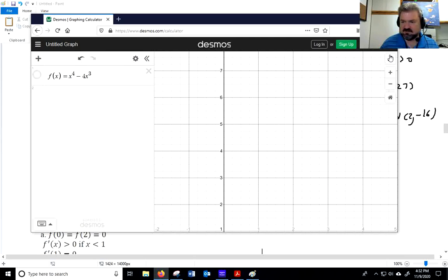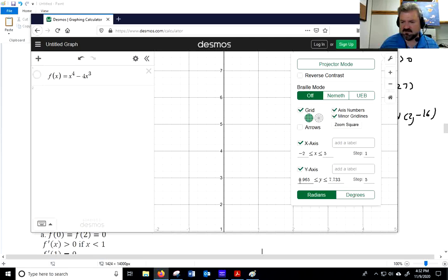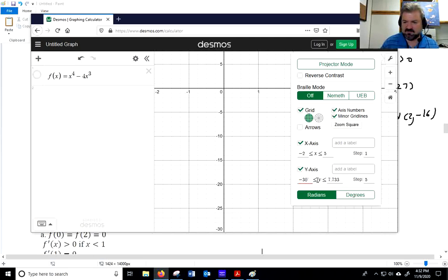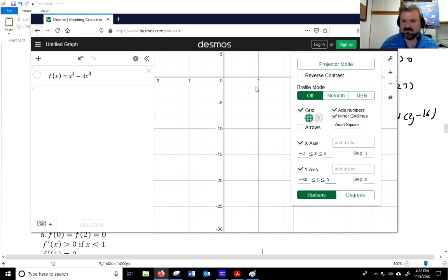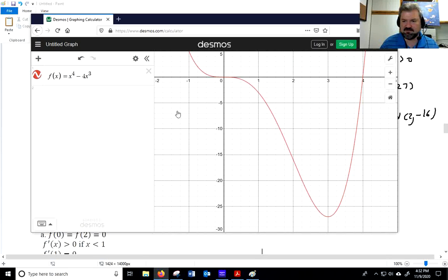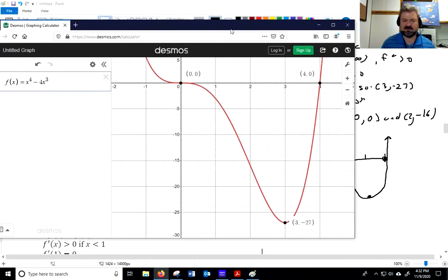Okay. Well, something's not right here. Oh, I didn't do it right. Negative 30 to 5, I put the wrong number first. Let's try that. All right, show me. Okay, there's our inflection point. There should be another one here somewhere. There's another inflection point. There's our minimum. Pretty cool, huh? Did we do a pretty good job? I think we did.